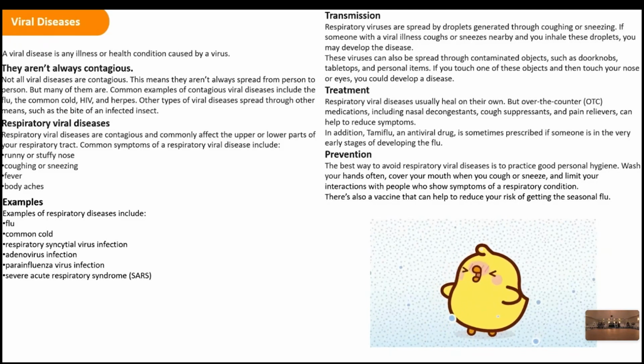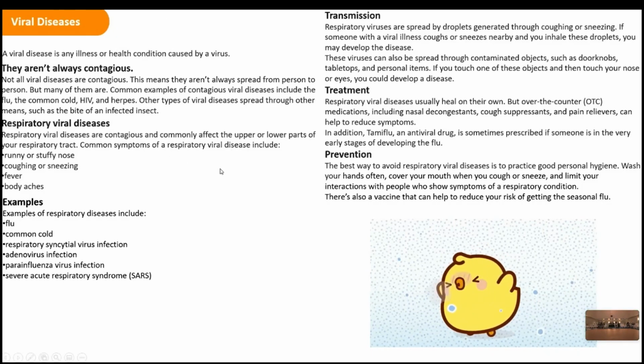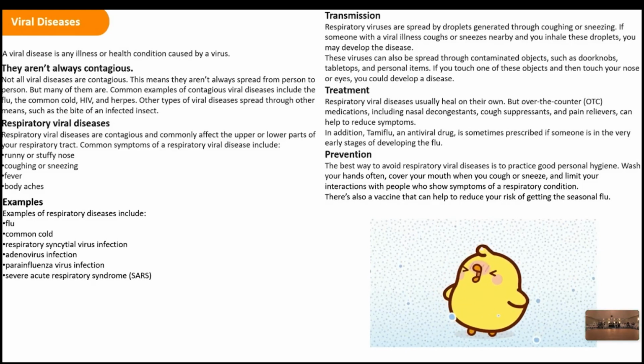Measles is another one, but first starting with respiratory viral diseases, most of these are going to affect your upper or lower respiratory tract, and they produce symptoms like runny or stuffy nose, coughing and sneezing, fevers, body aches. You guys know how that feels, I'm sure. I can't see how many people in here have had flu before, but you would probably have experienced things like this.